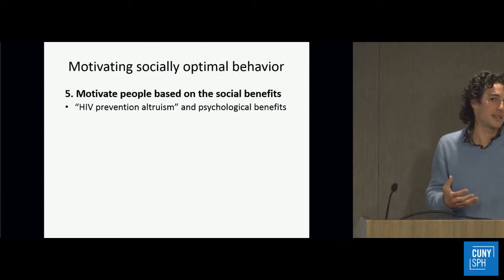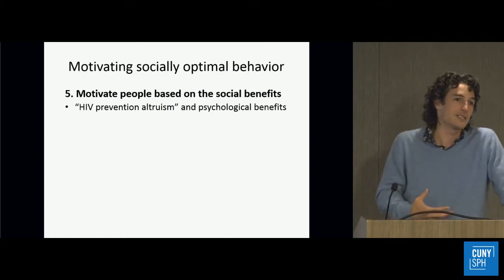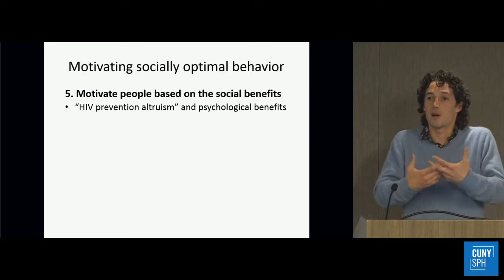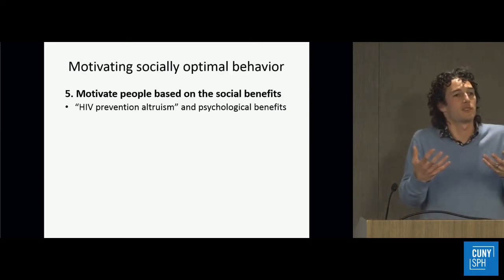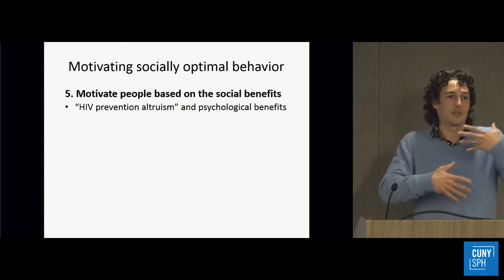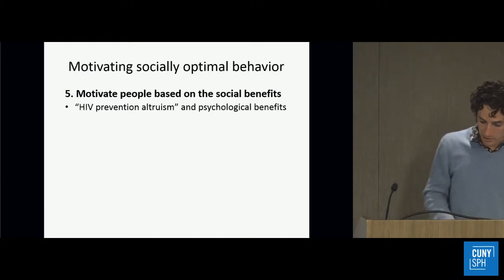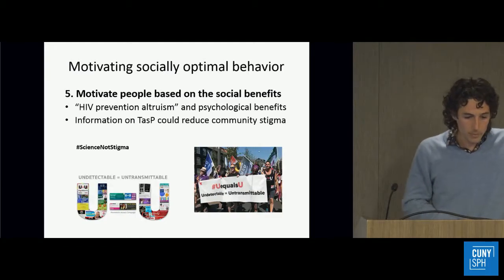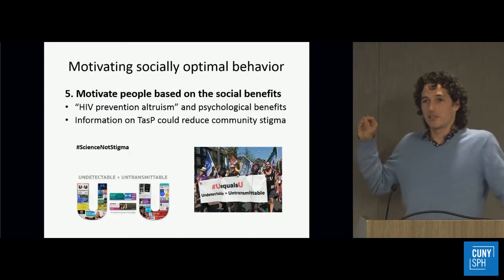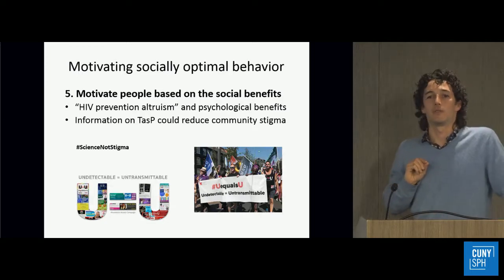Secondly, and linked to this, is that the U=U campaign has talked a lot about the reductions in internalized stigma, psychological benefits that people living with HIV experience with this information. That it reduces anxiety around possible transmission, it reduces potential feelings of guilt, and so on. So this has been what's reported. Those are both at the individual level, but I would argue that just as powerful is the effect that information on TasP could have at the community level on community stigma.